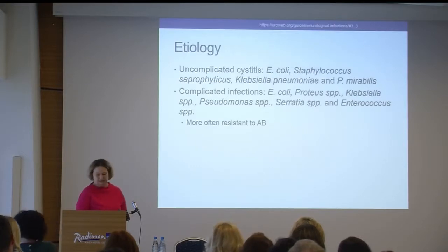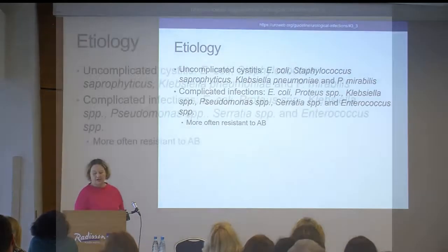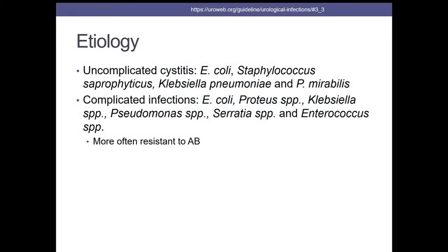In uncomplicated cystitis, we are dealing mainly with Escherichia coli, followed by Staphylococcus saprophyticus, and then Klebsiella and Proteus. But in complicated infections, the spectrum of bacteria is a bit wider. Escherichia coli is still the most prominent pathogen, but the incidence of other Enterobacteriaceae is higher, and we are also finding Pseudomonas and Enterococcus species. It is also the dogma that in complicated infections there are more polymicrobial infections and the bacteria are more often resistant to antibiotics than in uncomplicated infections, which are mostly found in the community.